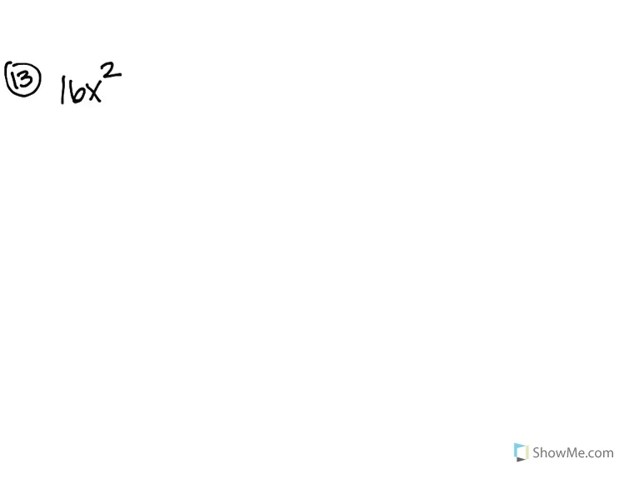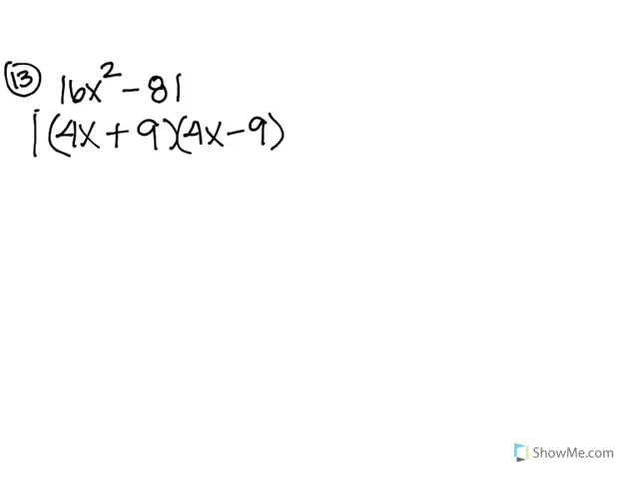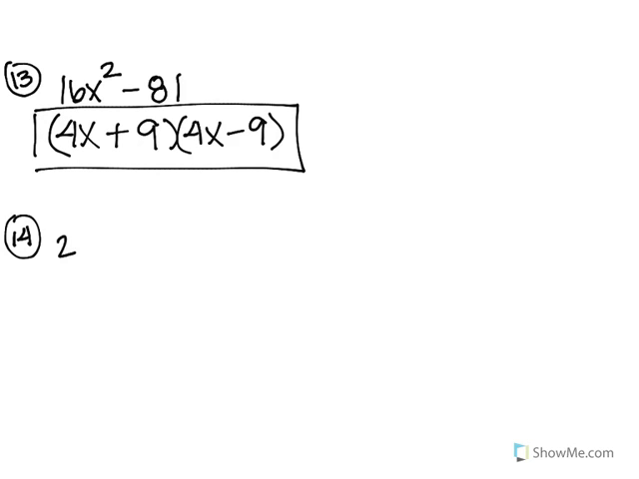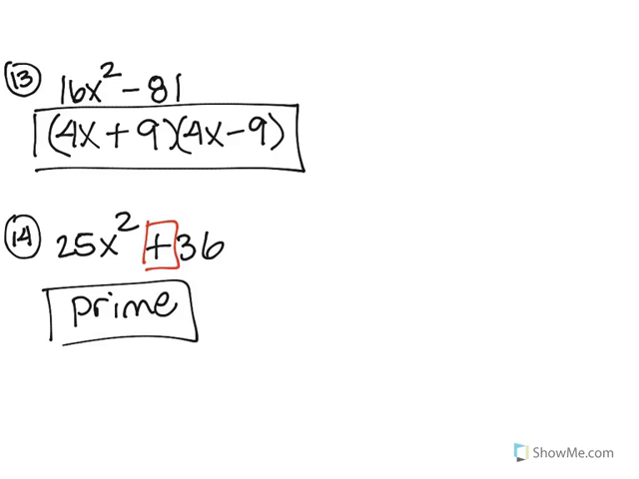We have 16x squared minus 81. This will be the difference of squares. So we're going to do the square root of 16 and the square root of 81, which will be 4x at the front, 9's at the back, 1 positive and 1 negative. 14, we have 25x squared plus 36. Now 25 and 36 are perfect, but we cannot do the sum. So 14 we know is going to be prime. We can't add up to get a 0 in the middle.